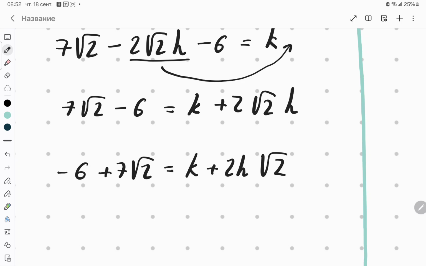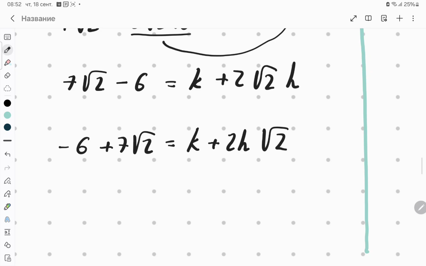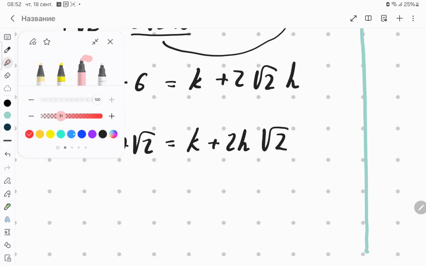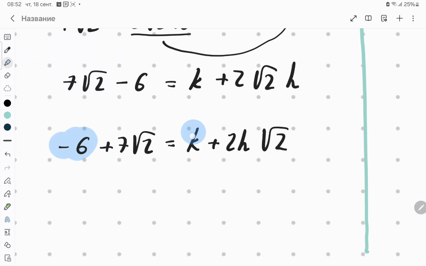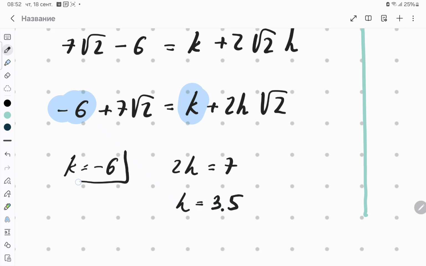Why did I write 2h? Because it's the coefficient of the square root. Now you see, everything is ready to equate. So k is equal to negative 6 straightforward, and 2h is equal to 7. Then h is equal to 3.5. So these are our answers. This is the first way.